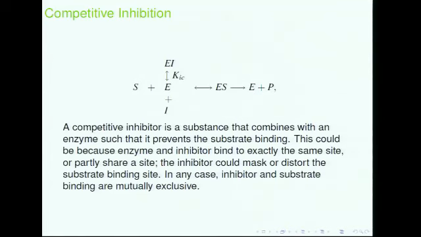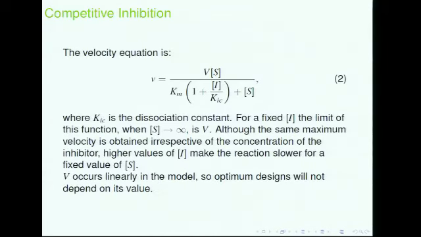So what I want to find first is an optimum design for estimating the parameters in this model. Here is the model. The velocity equation is rather like what we had before, but there is now this extra term in here. So the same maximum velocity is obtained irrespective of the concentration of the inhibitor. As S gets larger and larger, of course, all of this becomes irrelevant. But the reaction will be slower for a fixed value of S.